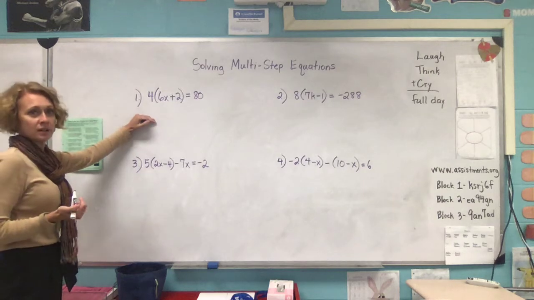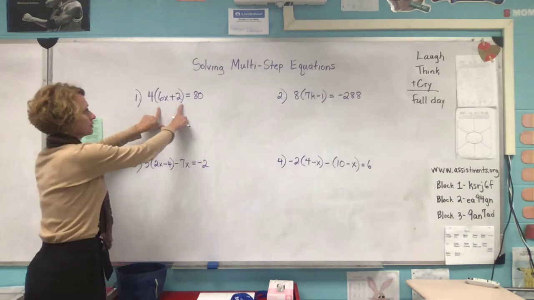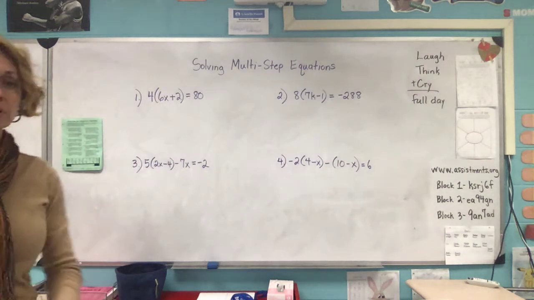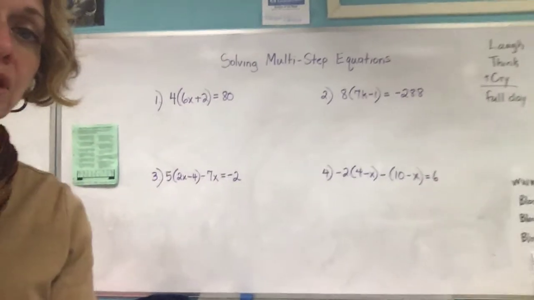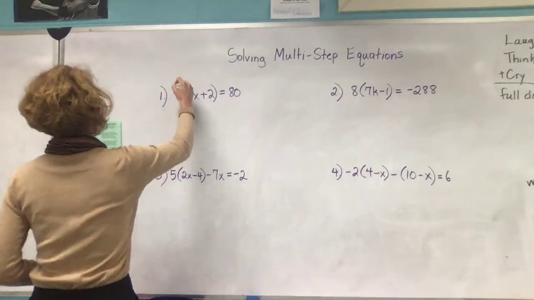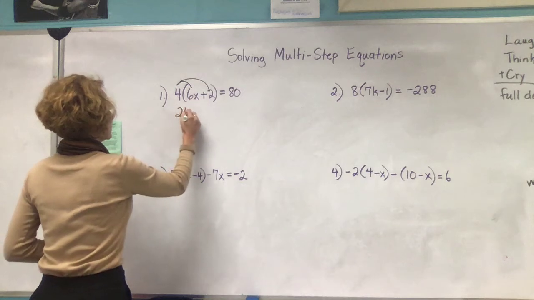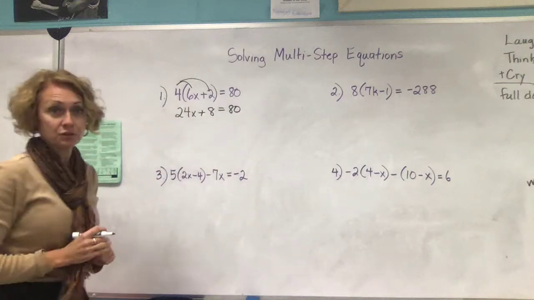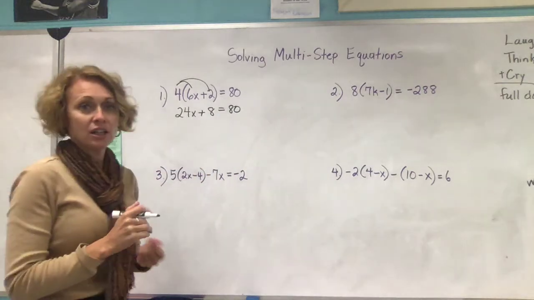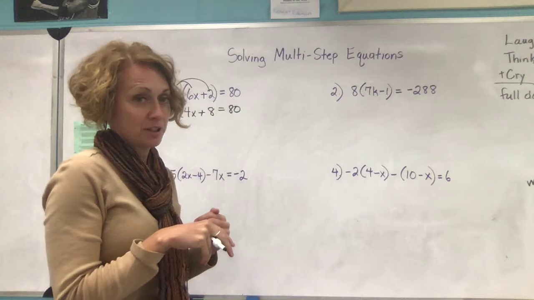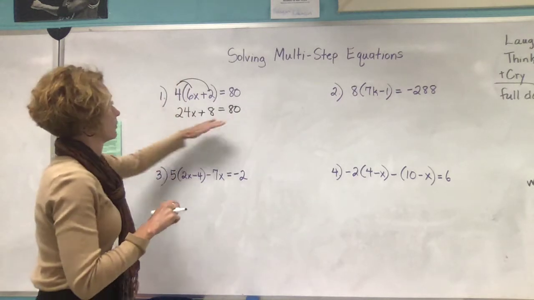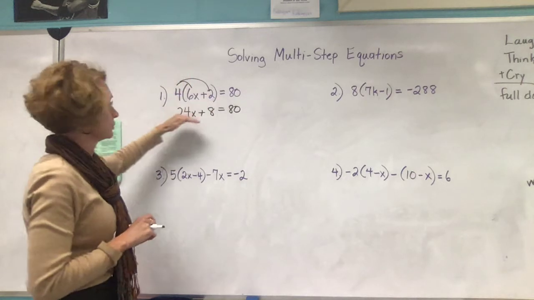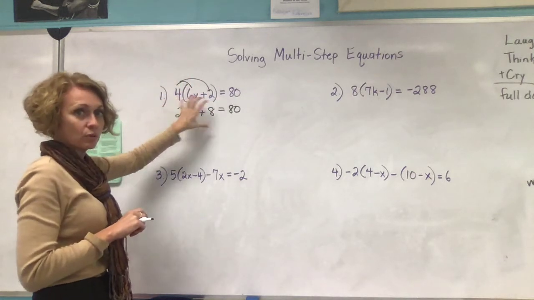So on my first one, my equation is 4 times in parentheses 6x plus 2 equal to 80. So on this one, what I'm going to do is I'm going to use distributive property first. And I'm going to try to get my equation down to a 2-step equation so I know that I can undo any operations that I need to move across the equal mark and isolate that variable. So it's like I want to get everything whittled down to a term with a variable and a number.